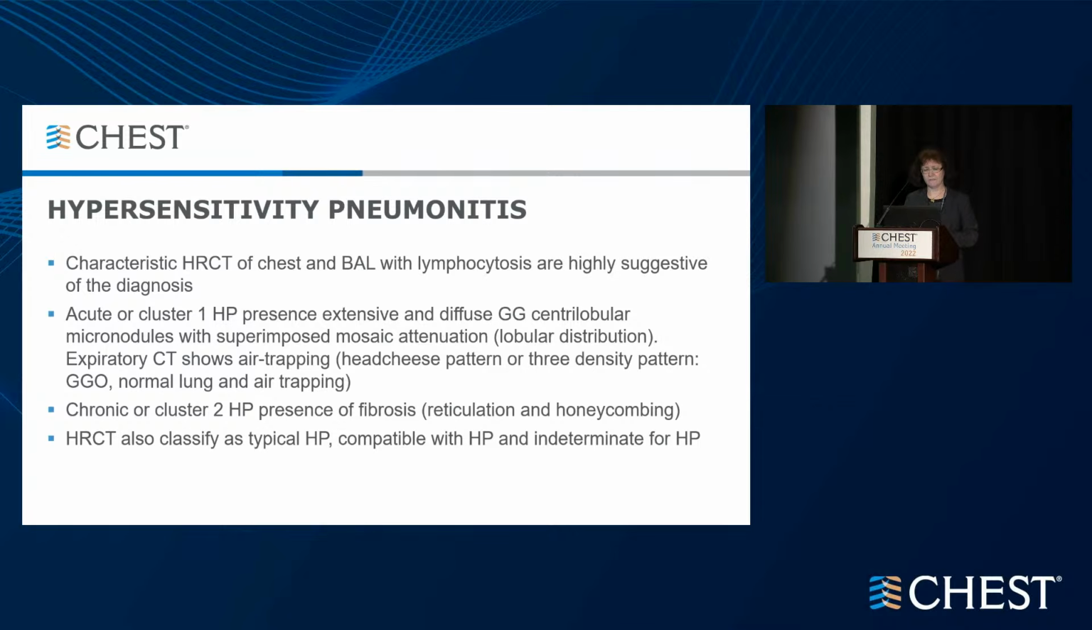So they are classified also as acute, and radiologists can call it cluster 1 when they see in the CT ground glass centrilobular micronodules, mosaic attenuation, and air trapping, what used to be called head cheese before, or the three-density pattern. That means they have ground glass, normal lung, and air trapping in one cut. Or cluster 2, that is only the ones that have some fibrotic changes, reticulation, or honeycombing.